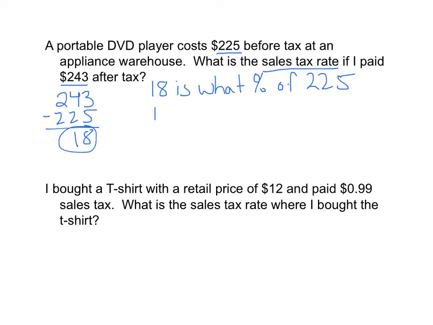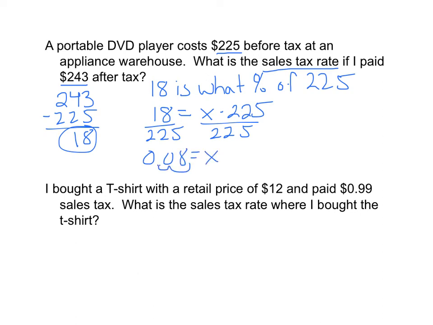So if we follow that formula, 18 equals x times 225. So I'm going to divide by 225 because I'm multiplying. So if I do 18 divided by 225, I get 0.08 or 8 hundredths equals x. Move the decimal point over 2 spots. We would pay an 8% sales tax rate. So now why don't you go ahead and try this next one out on your own. Pause the video, try it out, check your answer.